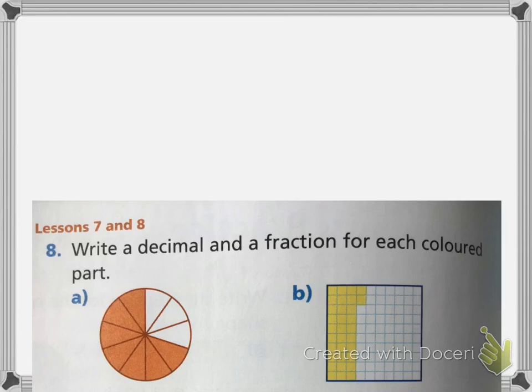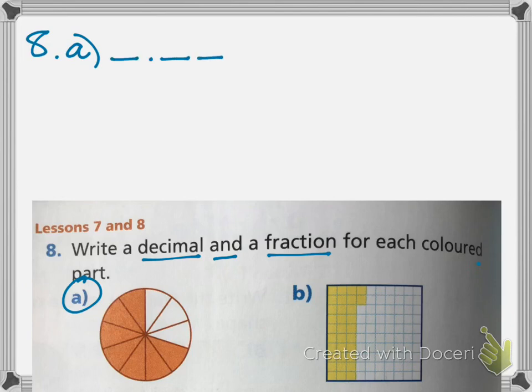Okay, number 8, a little bit easier again. Number 8A, write a decimal and a fraction for each colored part. So we want for the colored part there. So A, you're going to look at this one and you have 2 jobs to do. You have a decimal and you have a fraction. Okay, 2 parts. And for B, for the yellowed part, a decimal again and a fraction. So 2 things that you need to write out for those. All right, pause the video until you're ready.